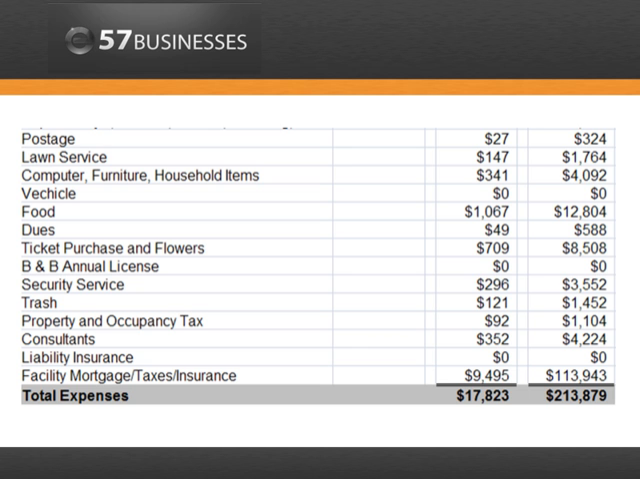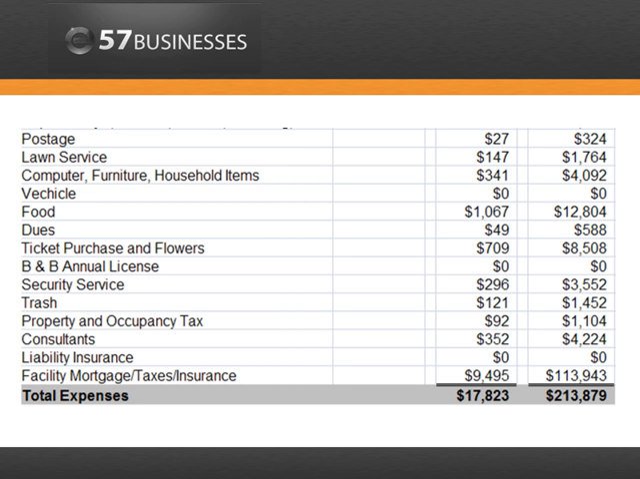On this second slide of expenses, we're going to continue with postage, lawn service, computer, furniture, household items. There's a vehicle, food, any dues, ticket purchases and flowers for the tables, any B&B annual licensing, security services, trash removal, property and occupancy tax, any consultant fees involved, liability insurance. And you'll see the last figure there is the facility mortgage, tax and insurance that we talked about earlier. That's the $9,495 a month for the actual mortgage for the bed and breakfast itself.